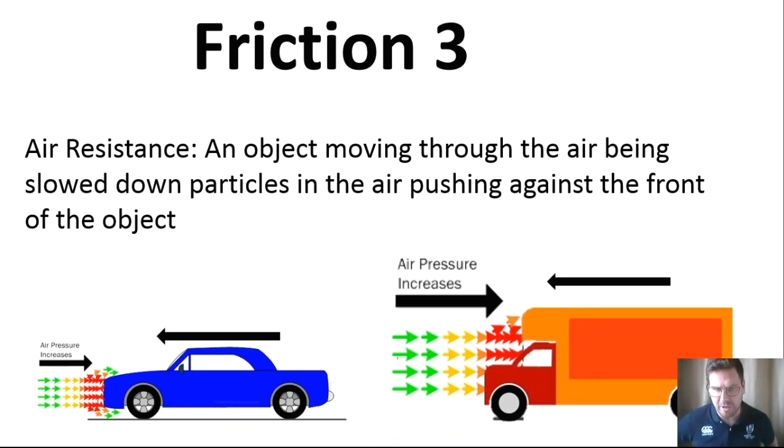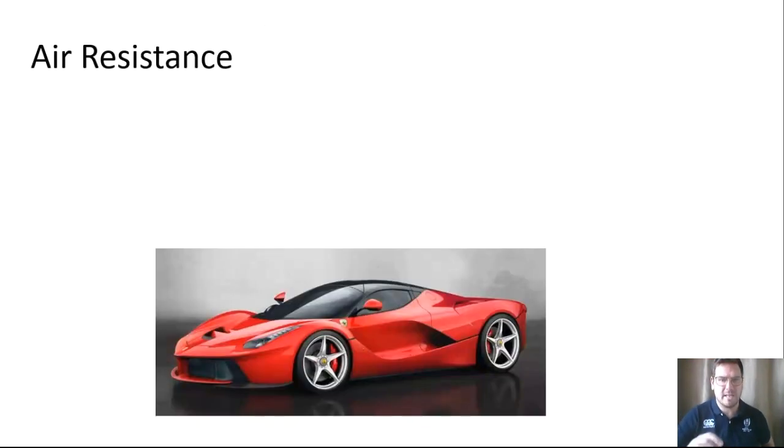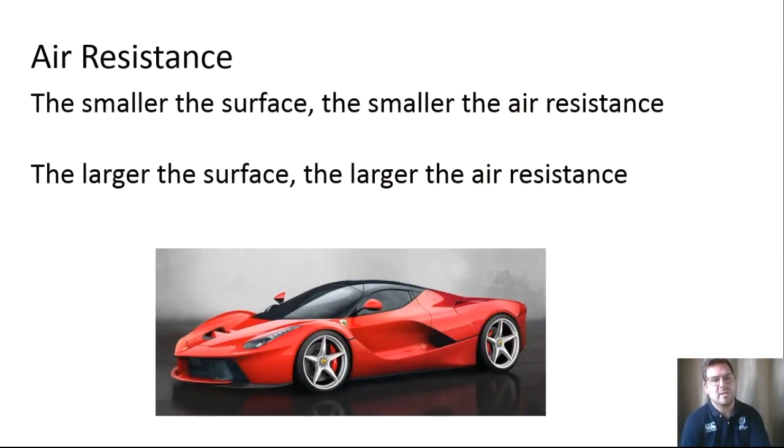We have a lorry on the right side, and it has a bigger flat surface facing the air moving by, and it creates more air resistance. All right. Here we have a picture of a sports car. Its shape means there will be lower air resistance. There's still air resistance, it's just lower. Okay. So we looked at the smaller the surface, the smaller the air resistance. The larger the surface, the larger the air resistance.